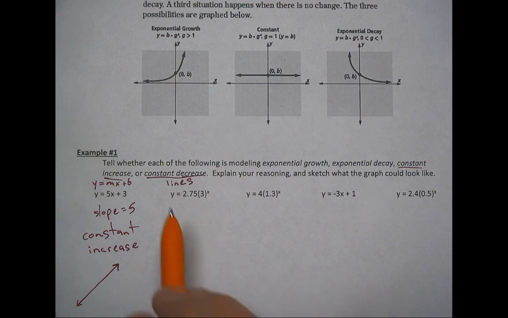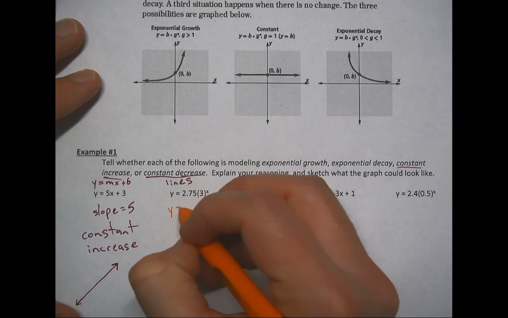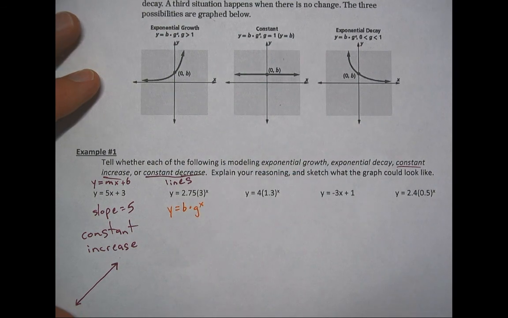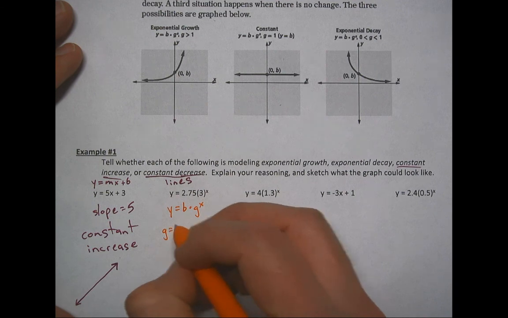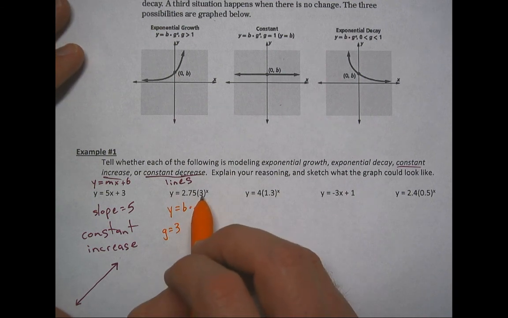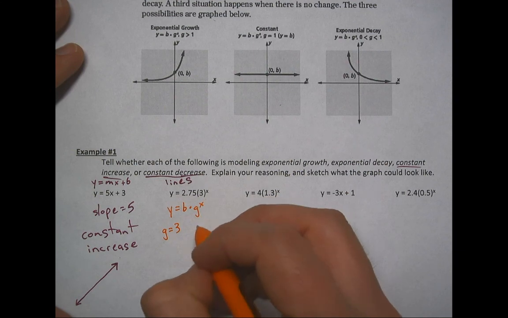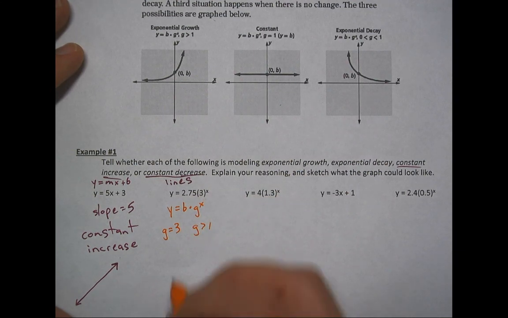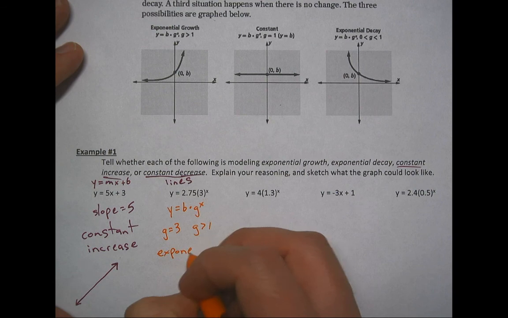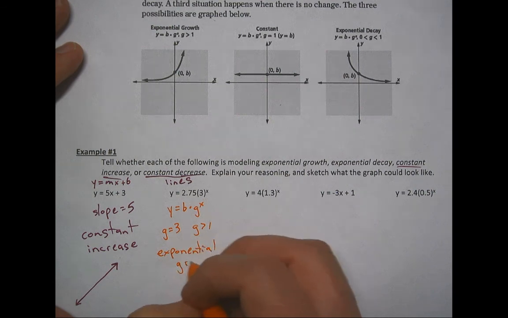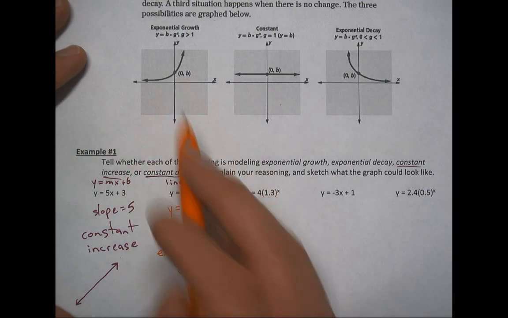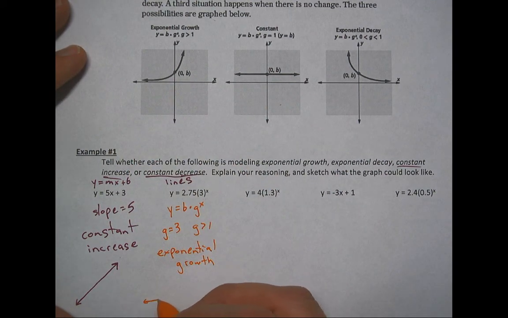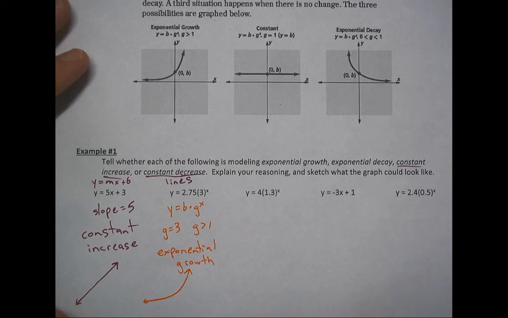All right, next one. We've now got it in this form: y equals b times g to the x. The number right here, g, is 3. So if it was a 1 in here, this would be a straight line, but it's not. G is greater than 1, and that represents exponential growth. So anytime we have g being greater than 1, that's exponential growth, and that's going to look like this. It starts off growing, and then it gets faster and faster and faster, and it starts growing at a much higher rate exponentially.